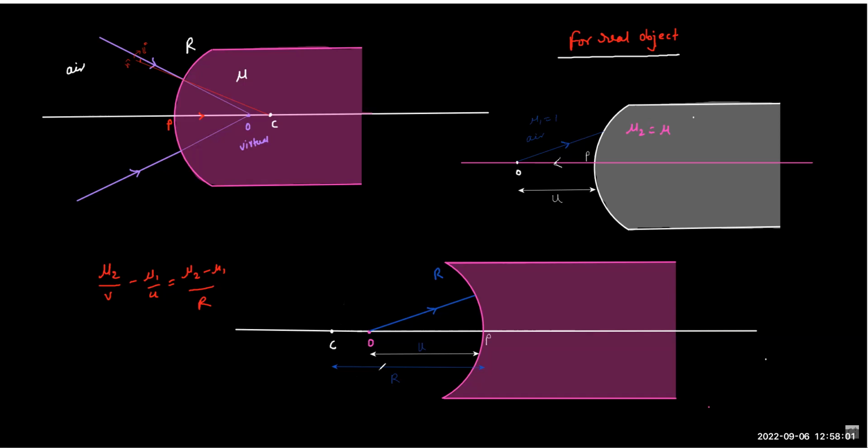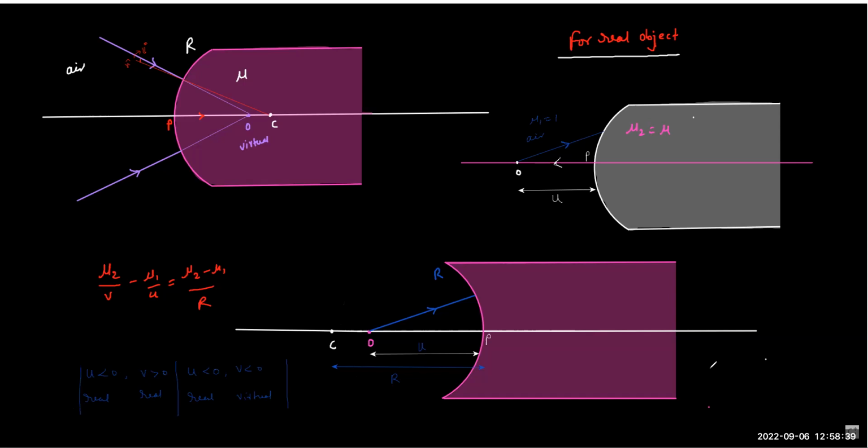So how to understand real, virtual, real? Sir, I got confused fully. Yes, very good. No worries. If u is negative, the object is on the left, which means the object is real. And v is positive, so the image is real. Real, real. If u is negative and v is negative, real, virtual.